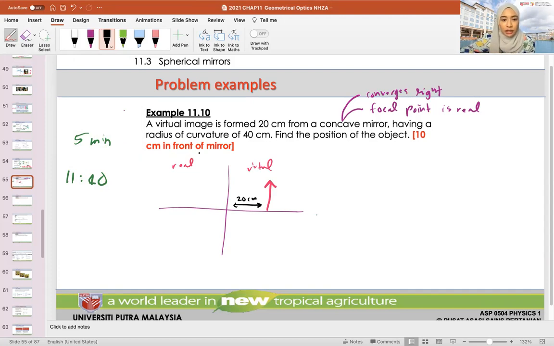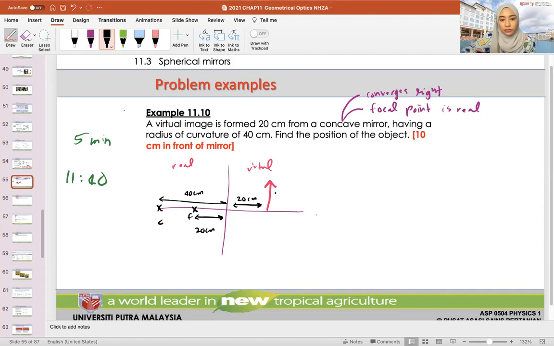From a concave mirror, having a radius of curvature of 40 centimeter. So it's telling us the C is 40 centimeter. We should label this as C. This is 40 centimeter. When you know what your C is, you also know what is your F. So your F is going to be 20 centimeters, always half of C. So this is 20 centimeter and I label this as F.